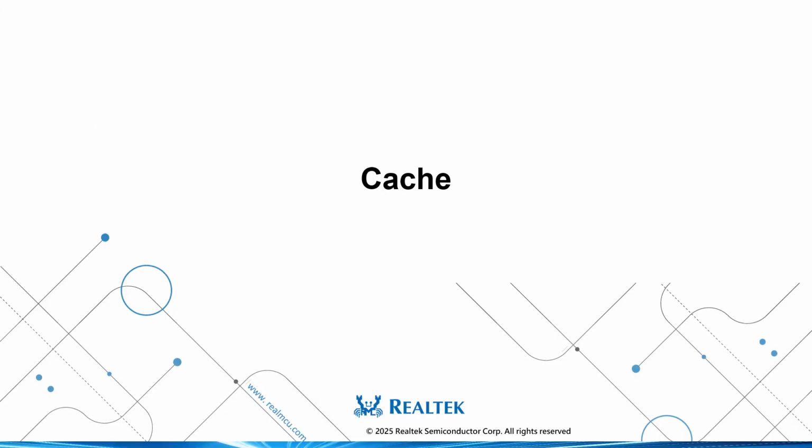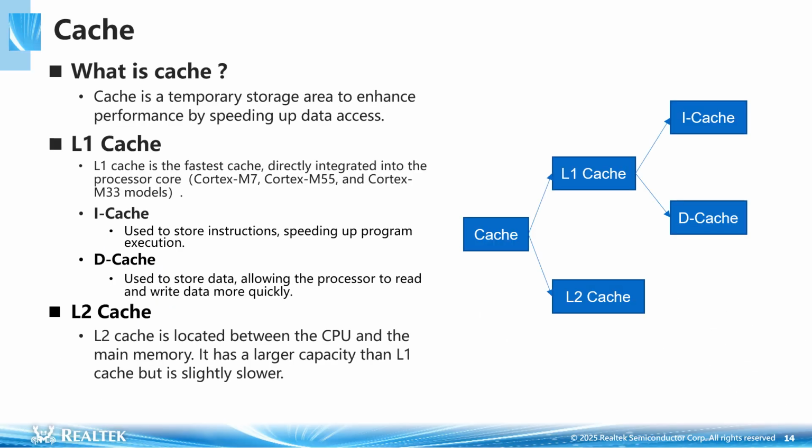The next section introduces cache. Cache is a temporary storage area designed to accelerate data access and enhance system performance. Caches are divided into multiple levels, such as L1 cache and L2 cache. The L1 cache is the fastest and is integrated directly into the processor core.